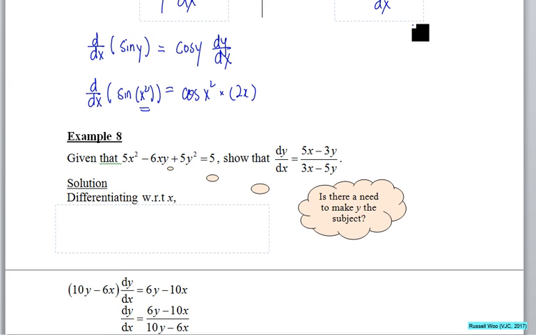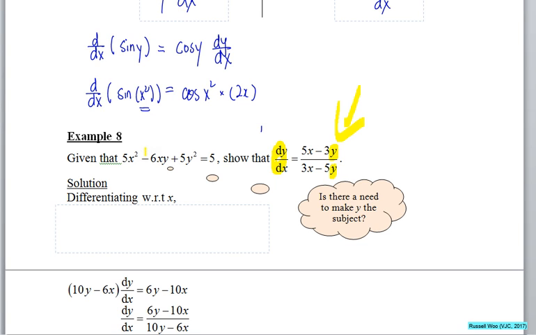Now, there's a question here. Is there a need to make y the subject? Most of us will be very uncomfortable. Correct? Because usually we want to find dy dx, then you say, oh, I know, I need to make y the subject. But the reality is we are unable to make y the subject. Because you have a y here, you have a y square here. Correct? It's difficult.